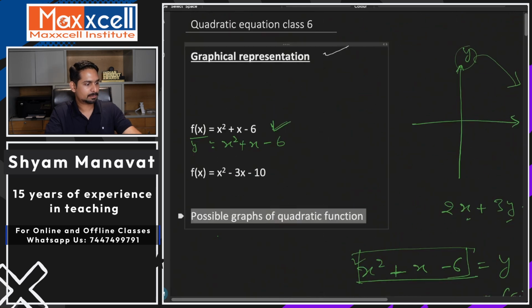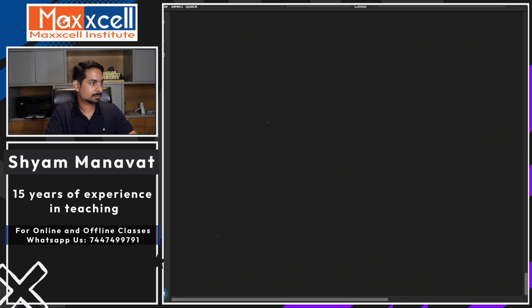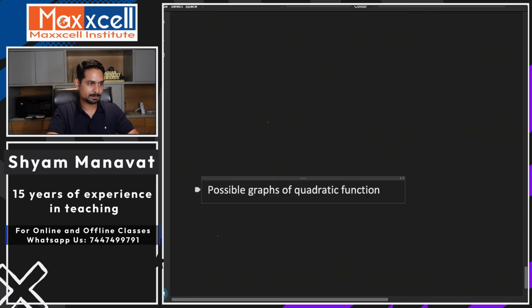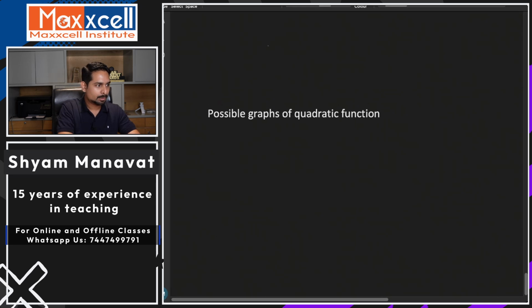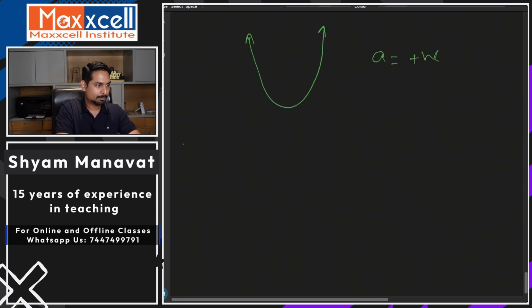The possible graphs of a quadratic function. So one characteristic you understood: a quadratic function always represents a parabola. The parabola will be upward when a is positive. The parabola will be downward when a is negative.